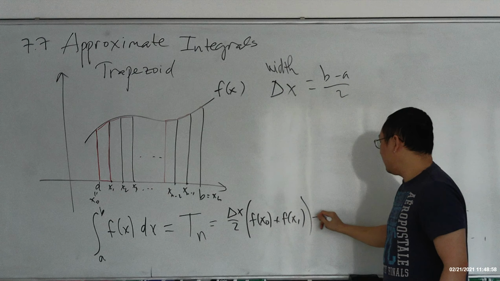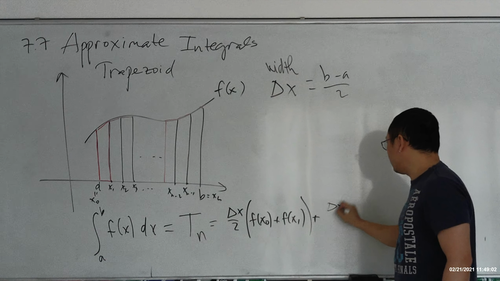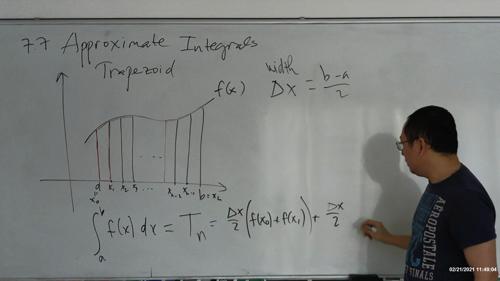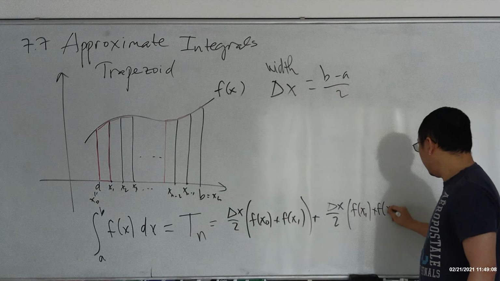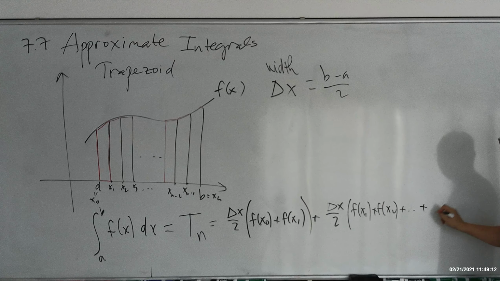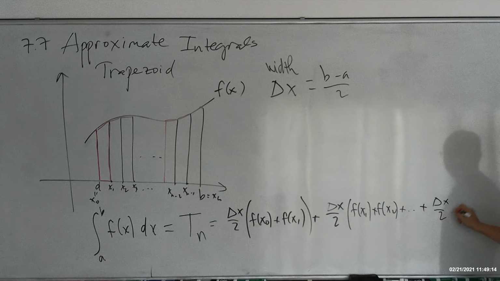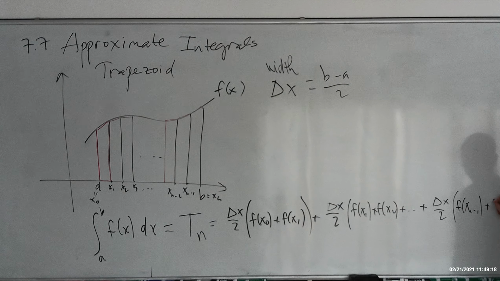Similarly, the area for the second trapezoid right here is going to be, again, delta x over 2 times the height, f of x1 plus f of x2, and keep going all the way to the last trapezoid, which is delta x over 2 times f of xn minus 1 plus f of xn.